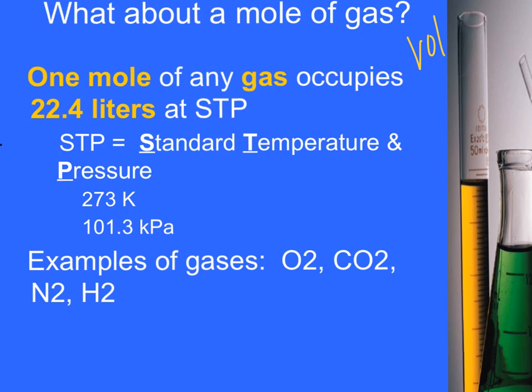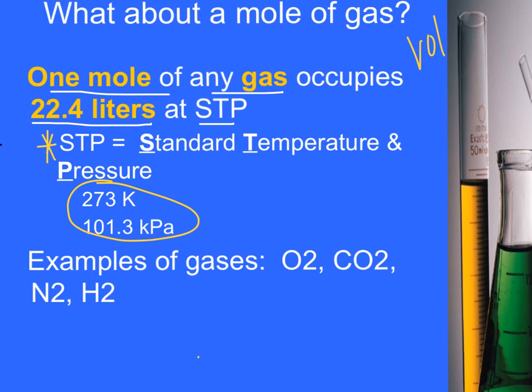According to this, 1 mole of any gas occupies 22.4 liters at STP. It tells you right here what STP means. STP stands for standard temperature and pressure. Those are the standard values, 273 Kelvin or 101.3 kPa. Kilopascals is a pressure unit. Those numbers eventually will need to be memorized, okay? You're not really going to be tested on those numbers for this Chapter 7 test, but later on throughout the year, you will need to have those memorized.